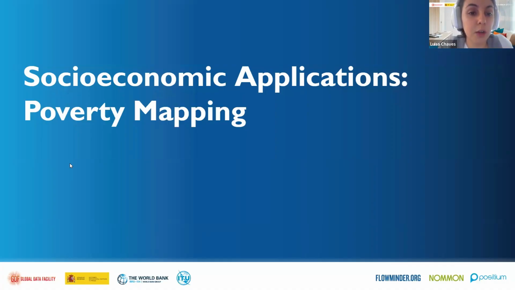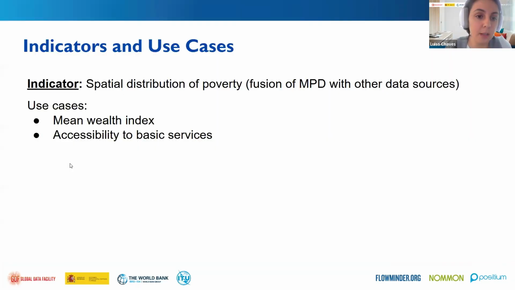To move close to the end of our webinar, we're going to talk about the last group of indicators, socio-economic applications, with a closer look at poverty mapping. Poverty is one of the most important problems of modern days. It represents a major loss of human potential. Traditional approaches to measure poverty rely heavily on census data, which in many low and middle income countries is either outdated or unavailable. Mobile phone data offers an opportunity to complement and update this information between censuses.